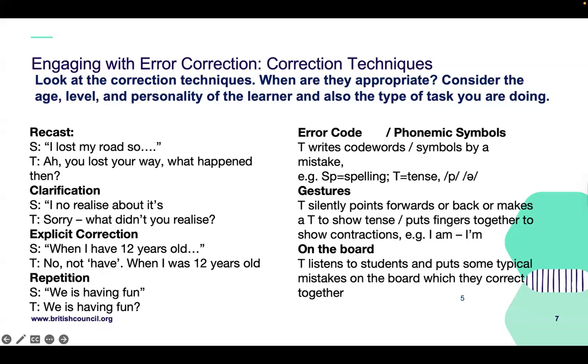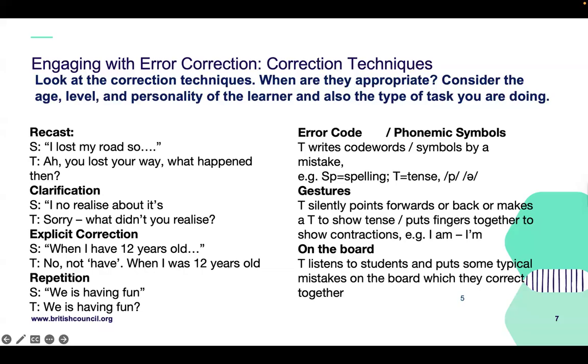Yes, your facial expressions, gestures. And the last one, on the board. If it is a very, very big problem, or it is a repeated thing, I have to do it on the board. Write the sentence, teacher, on the board, and then ask the students, what is the mistake here?